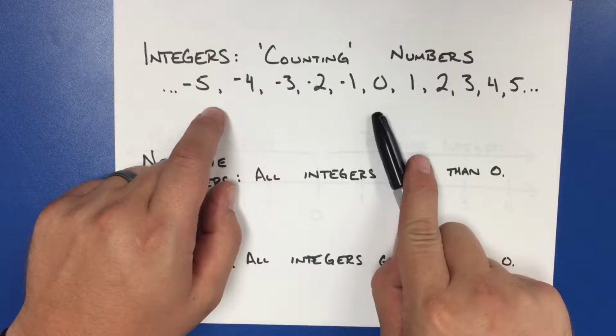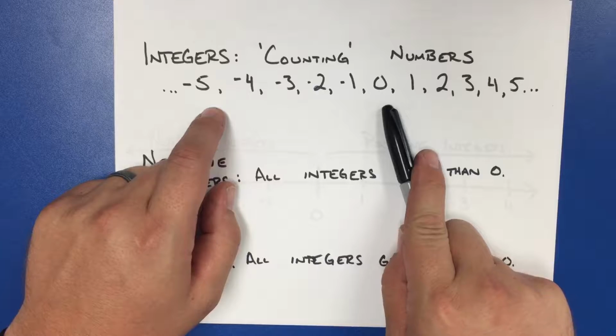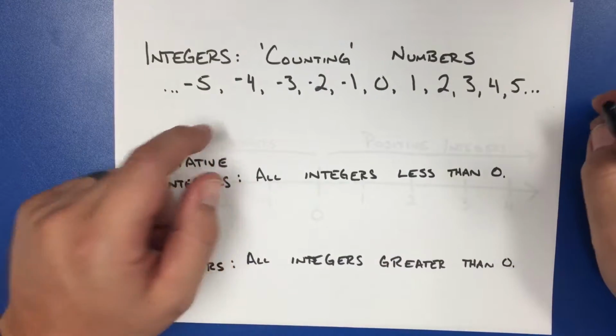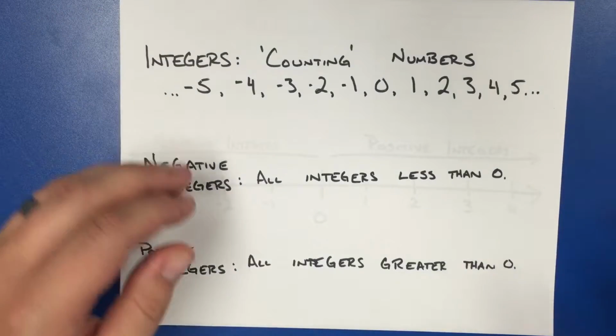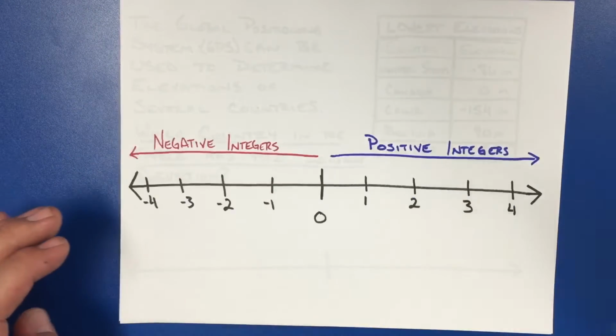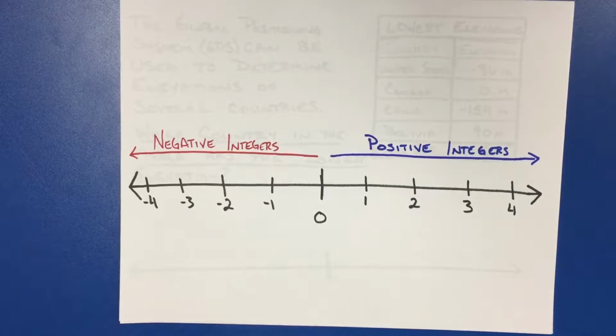0 is right in the middle. He is neither positive nor negative, but he nonetheless is still an integer, so don't forget about him, otherwise he becomes sad. I've got here on the next page a number line, and you can see how this models what we just went through.